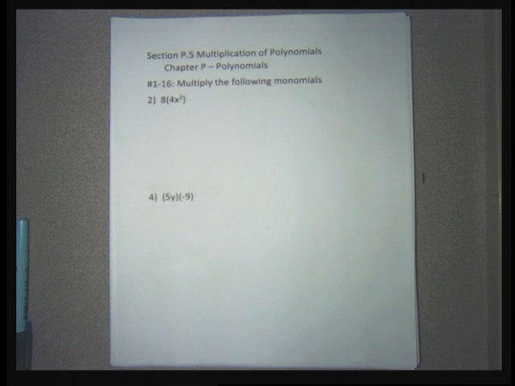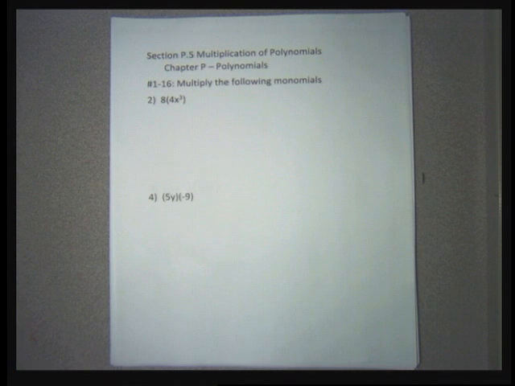So this morning I'm going to go through section P5, and it's a friendly section. It's a section on multiplying, and with multiplying, unlike with adding and subtracting, we don't have to worry about like terms.